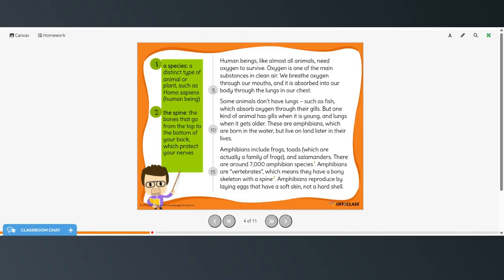Amphibians include frogs, toads, which are actually a family of frogs, and salamanders. There are more than 7,000 amphibian species. Amphibians are vertebrates, which means they have a bony skeleton with a spine. Amphibians reproduce by laying eggs that have a soft skin, not a hard shell.